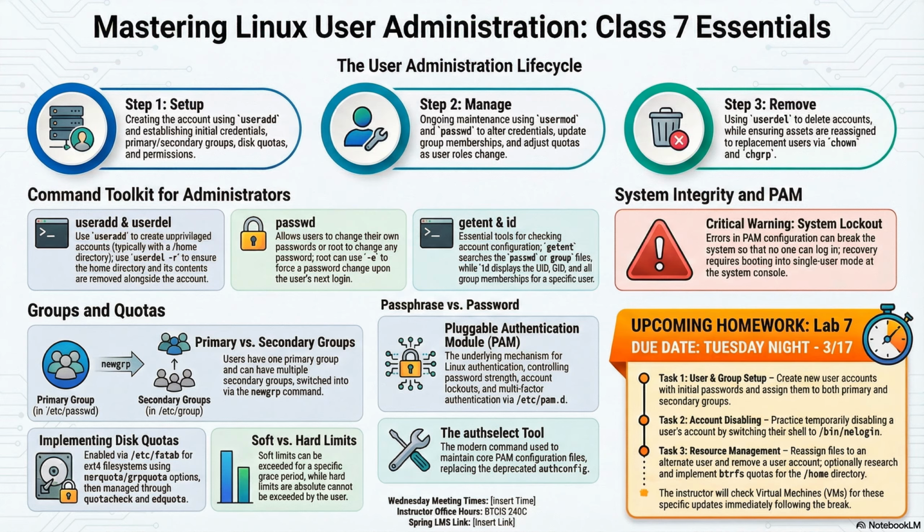Okay, let's assume Anne is safely past the bouncer. She is inside the system. But a server is a collaborative space. She needs to share files with the kitchen staff without exposing them to the accounting department. And this requires understanding how Linux organizes users into a social hierarchy. The information is split across two main files.